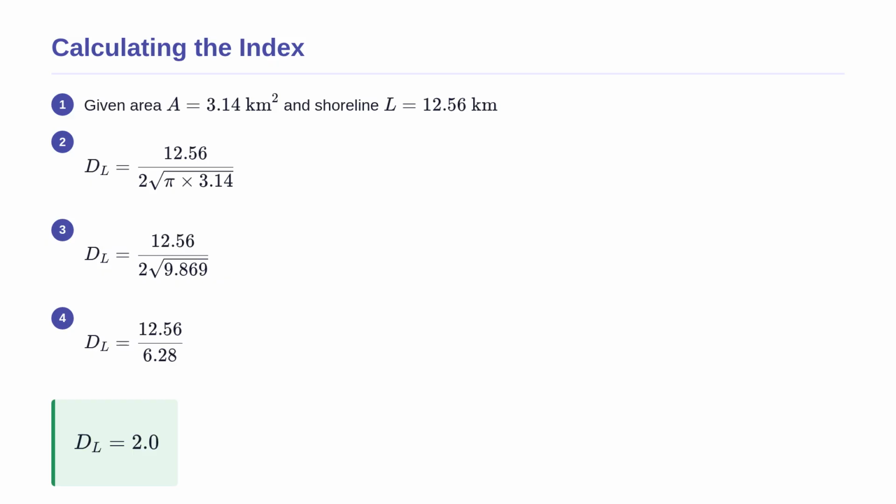Inside the square root, we multiply the area by pi, which gives us approximately 9.869. Taking the square root and multiplying by 2 gives a denominator of 6.28. Dividing our actual shoreline by this ideal circumference gives a final answer of 2.0. This means the shoreline is twice as long as a perfect circle, providing double the shallow water habitat for fish to spawn.